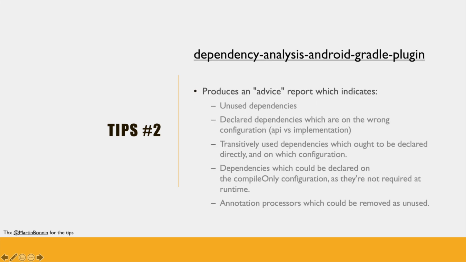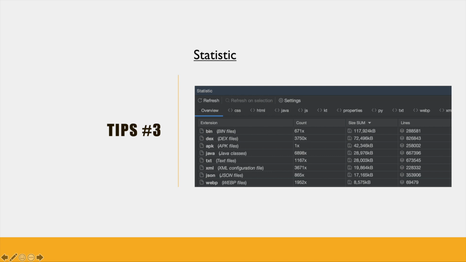You can also use the dependency analysis Android Gradle plugin. It's a Gradle plugin, and it produces an advice report, which indicates unused resources, declared dependencies in the wrong configuration, and a ton of things. So yeah, it's also important to have that. You can also use statistics. I like this one. It's not really made for that, but I like it, for example, to see if there are no more JPEG or PNG images in the project, or if there is something a bit weird.